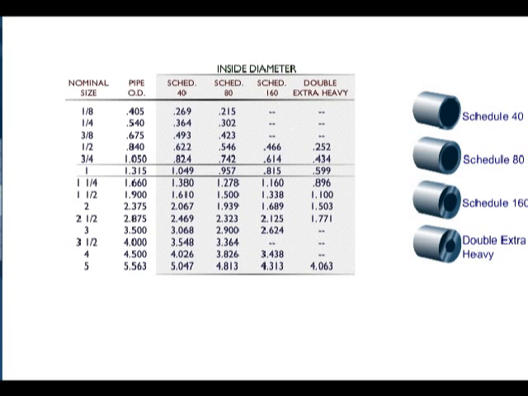For example, schedules 40, 80, and 160 and double extra have the same outside diameter, OD, and can be threaded by the same pipe die. The difference is the inside diameter, ID, and area. Schedule 40 pipe is standard and has the thinnest wall, with more flow area, but less pressure rating.